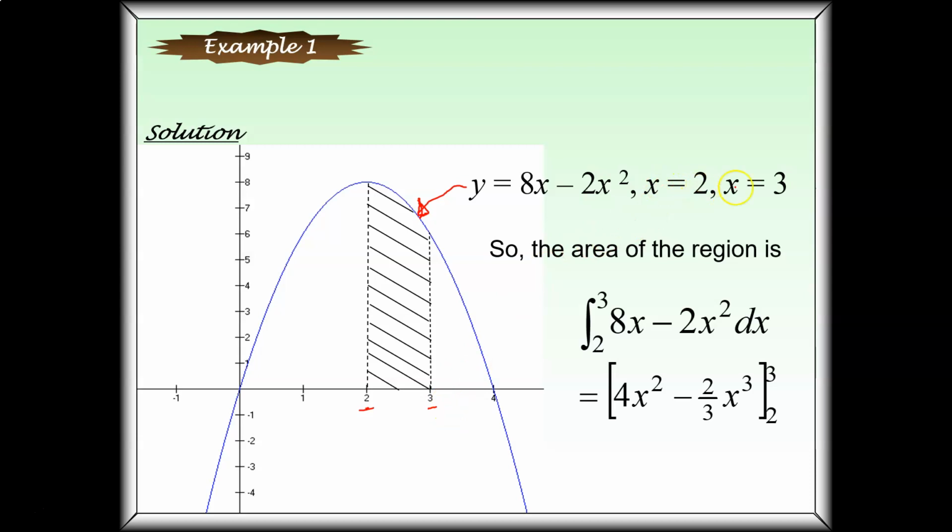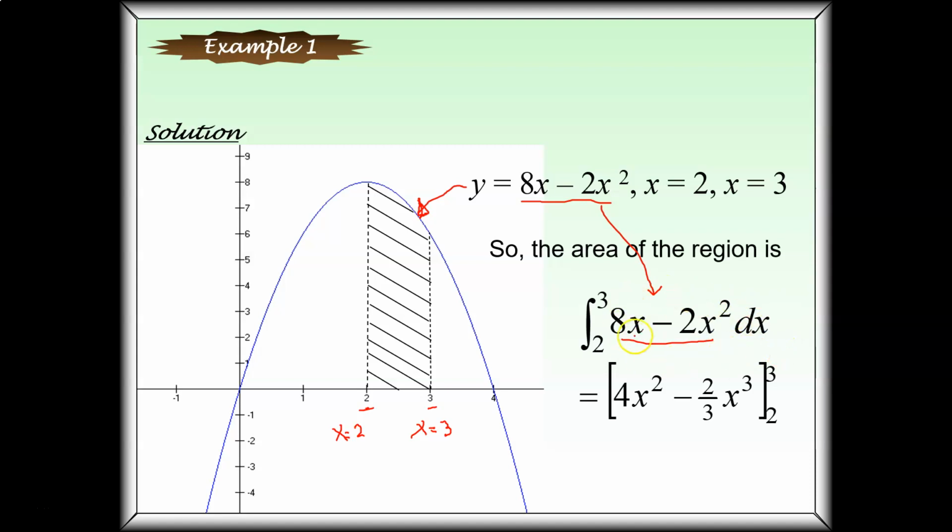And you have x equals 2 and x equals 3. The dotted line here is x equals 2, and this dotted line is x equals 3. So the area of the shaded region starts from the integration from 2 to 3 of the function, or curve, which is 8x minus 2x square dx.